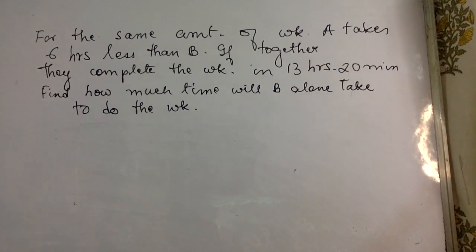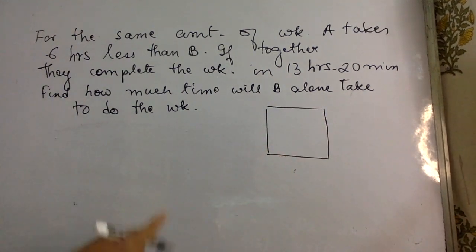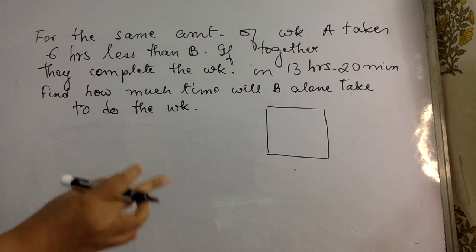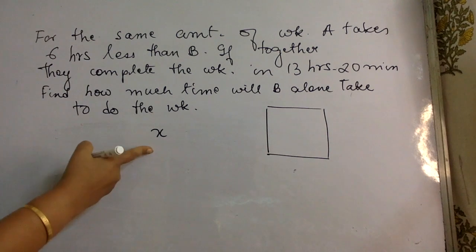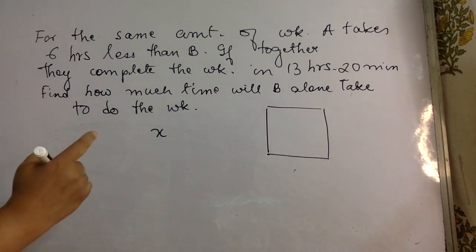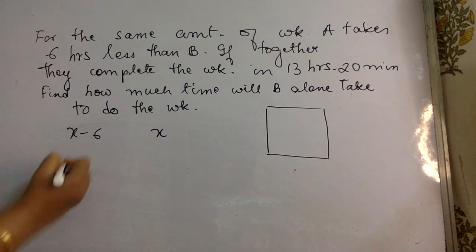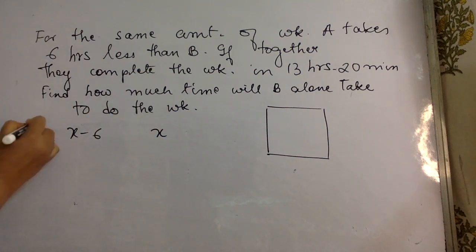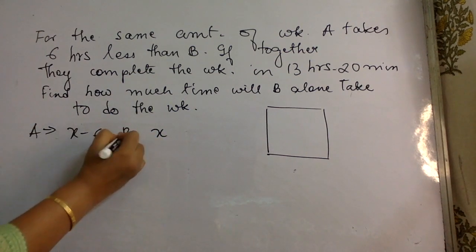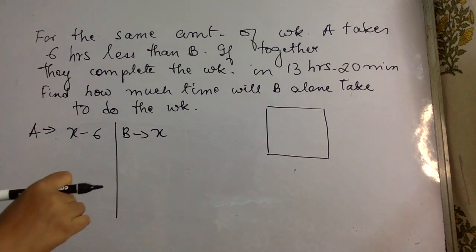Okay, now supposing this is a wall which A and B have to paint. So B takes maybe x hours to paint it completely. Then A takes x minus 6. Okay, A takes 6 hours less than B. So this is for A and this is for B. B takes x hours to completely paint it and A takes x minus 6.